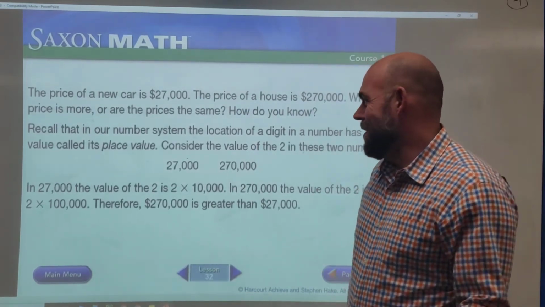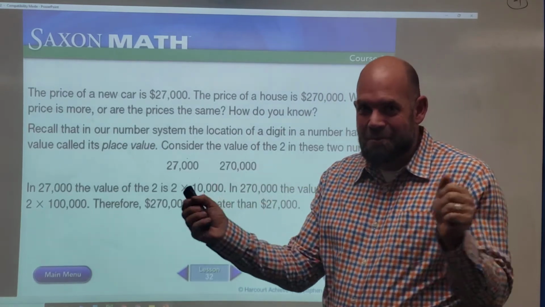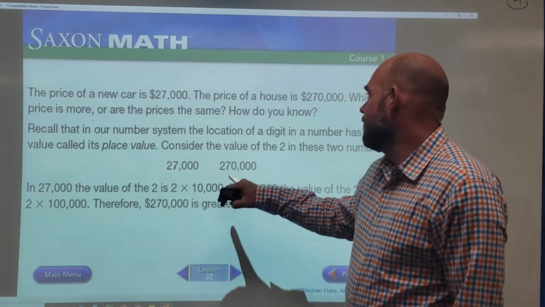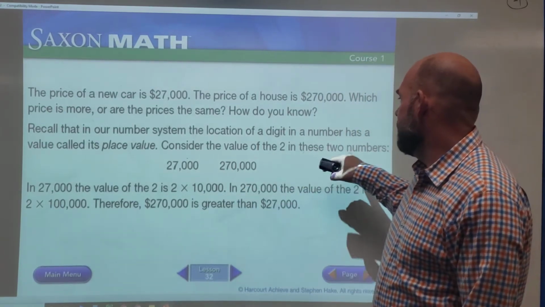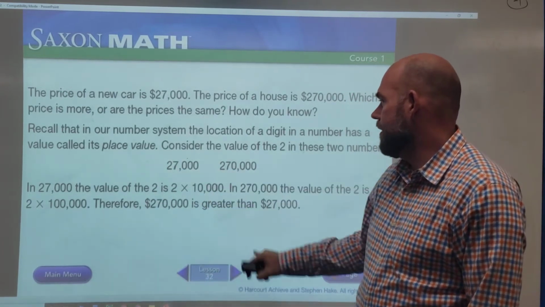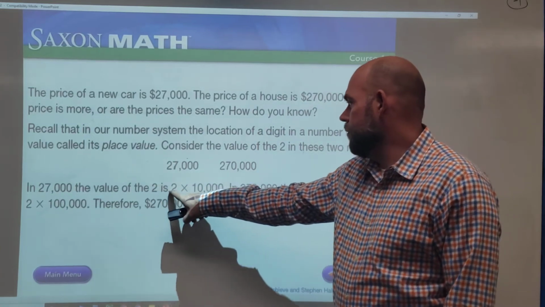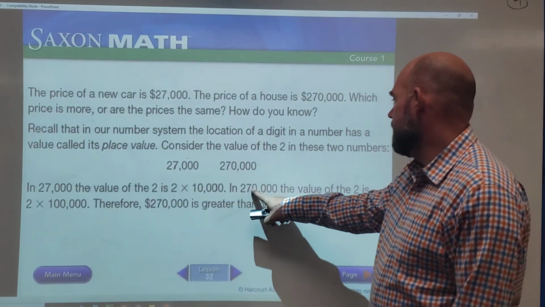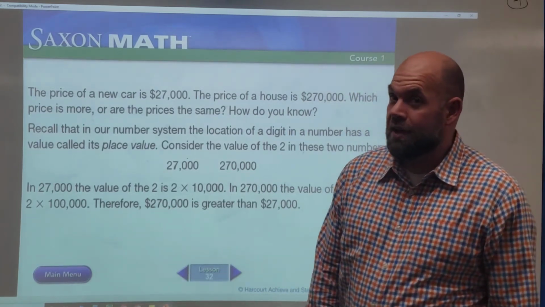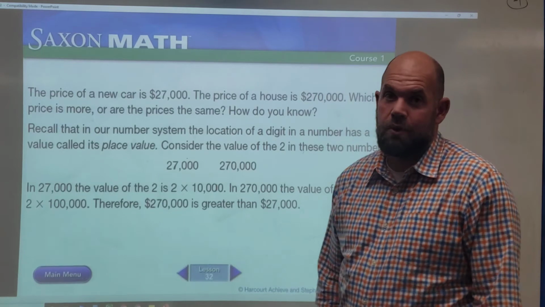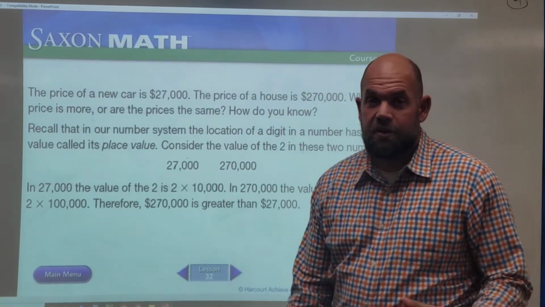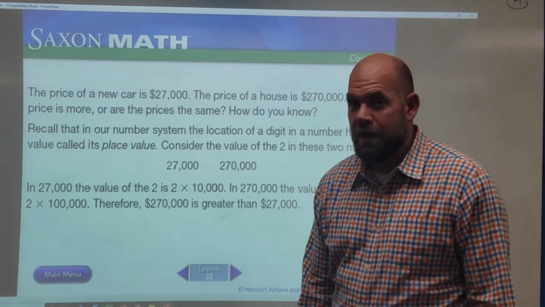But Saxon wants you to know that you can take these numbers apart through expanded notation, and that's another way that you can know. So if we take the 2 in these two numbers, 2 here is in the 10,000s column and 2 here is in the 100,000s column. So we can take 2 times 10,000, and then this second one we can do 2 times 100,000. And because 100,000 is greater than 10,000, we know the second one's greater. I think that's ridiculous. Obviously we know that 270,000 is more than 27,000 because we've learned how to count.